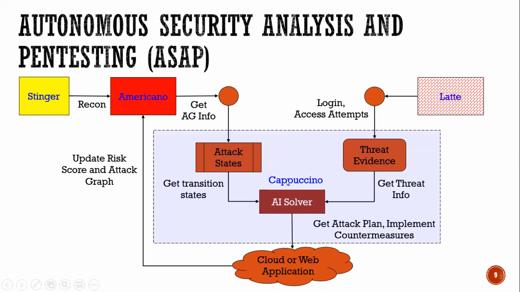And CAPPUCCINO, which is kind of the network controller, takes all this information from Americano and Latte to encode in the form of an AI model, a Markov Decision Process. And based on that model, it identifies some attack plans. Like if a penetration tester were to test or attack this network, what kind of plan would yield him maximum output? And eventually, we can execute these attack plans on a cloud or web application and update the risk score and attack graph, which is basically Americano.